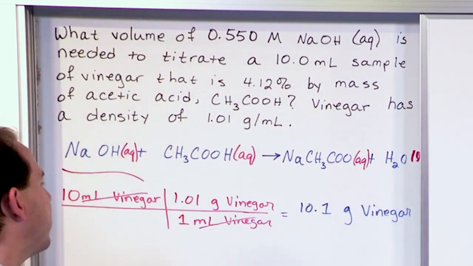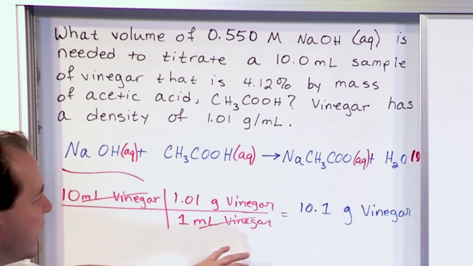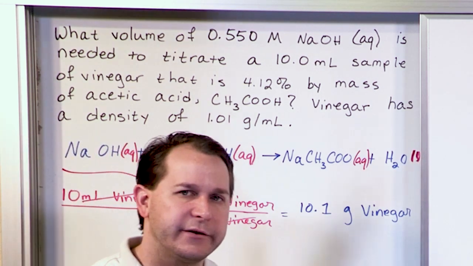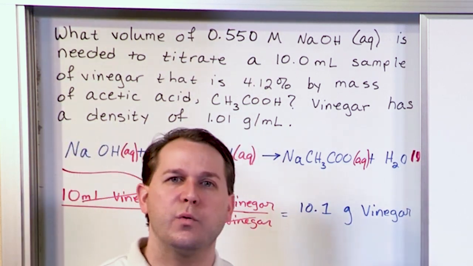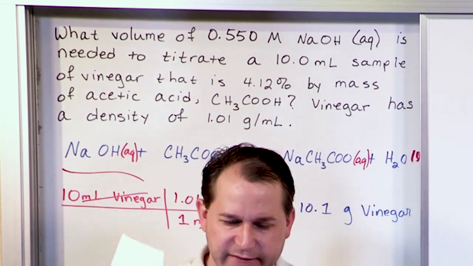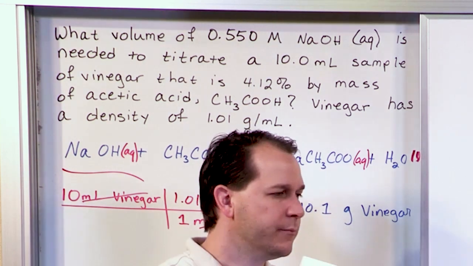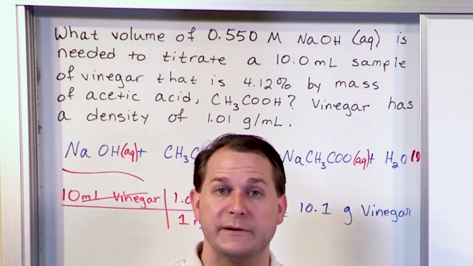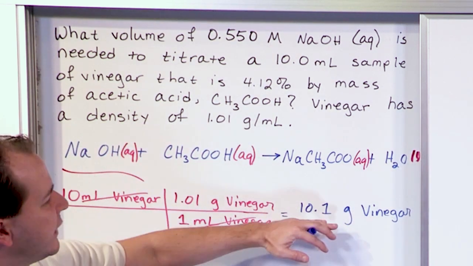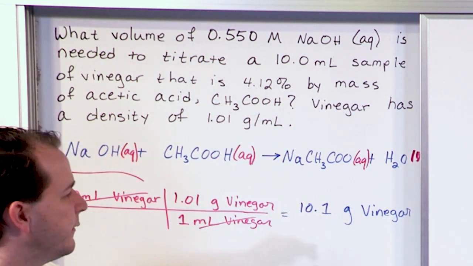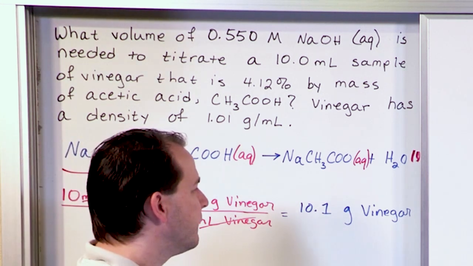Okay, so this is what I'm starting with. So now instead of saying you have 10 milliliters of this vinegar, I know that I actually have 10.1 grams of vinegar. It's the same thing as if I had taken that beaker of vinegar, put it on a scale, and determined how much mass was contained inside that flask: 10.1 grams. And I could do that only because I was given the density. So now I know how many grams of vinegar I have, right?